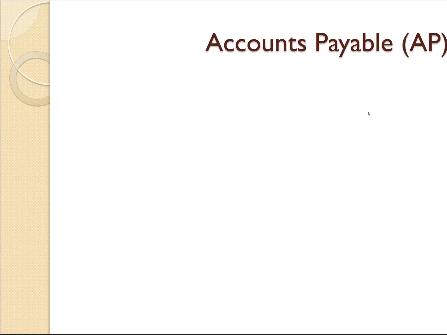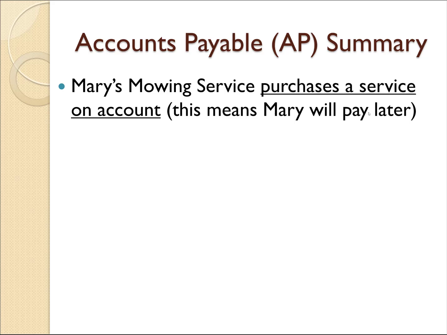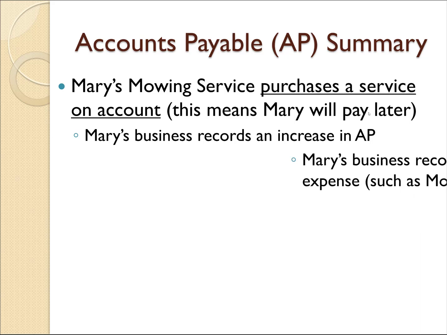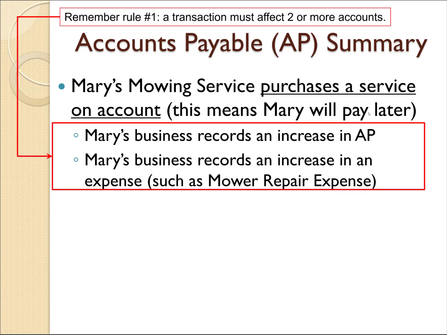So now let's do a quick accounts payable summary. If Mary's mowing service purchases a service on account, what this means is Mary will pay later. So Mary's business would record an increase in accounts payable since she now owes that money. And she would record whatever it is she's paying the money for. In this case, in our example, she was paying the money to get her mower repaired. So that would be called mower repair expense or just repair expense. And notice we did affect two accounts.